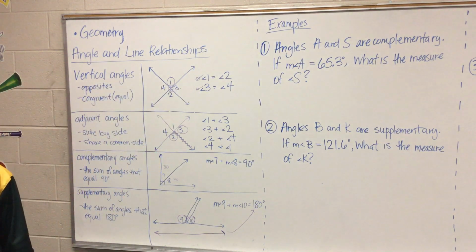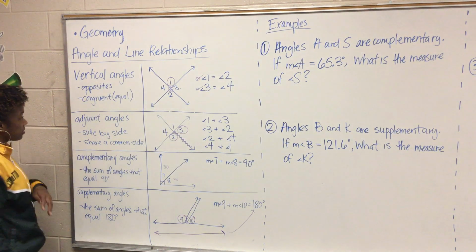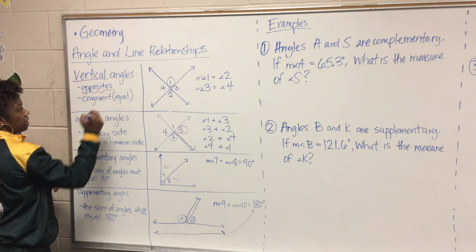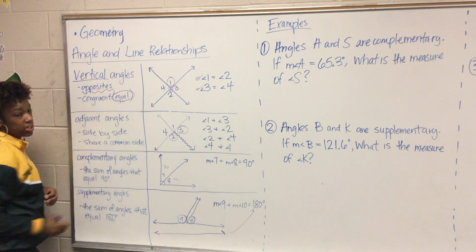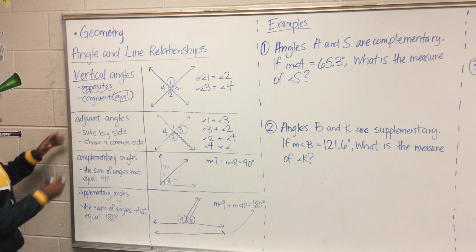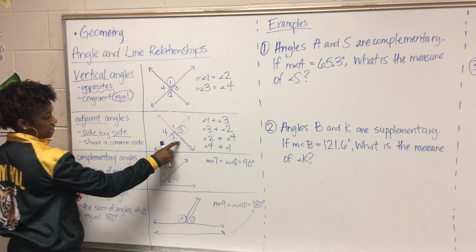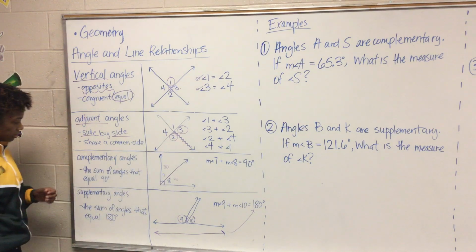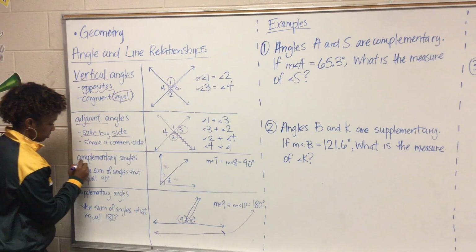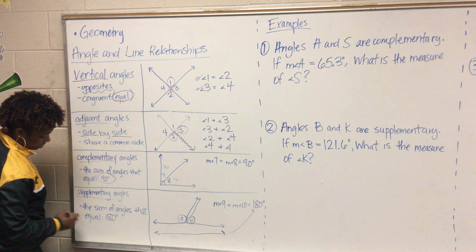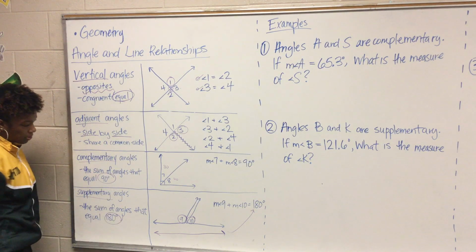Alright, so real quick overview, we have 4 different types of angles. Vertical angles, alright, they're opposites. You should also know that they are equal to each other. Adjacent angles, they are side by side, which means they share a common side. Complementary angles, a sum equals 90. Then you have supplementary angles, the sum equals 180.